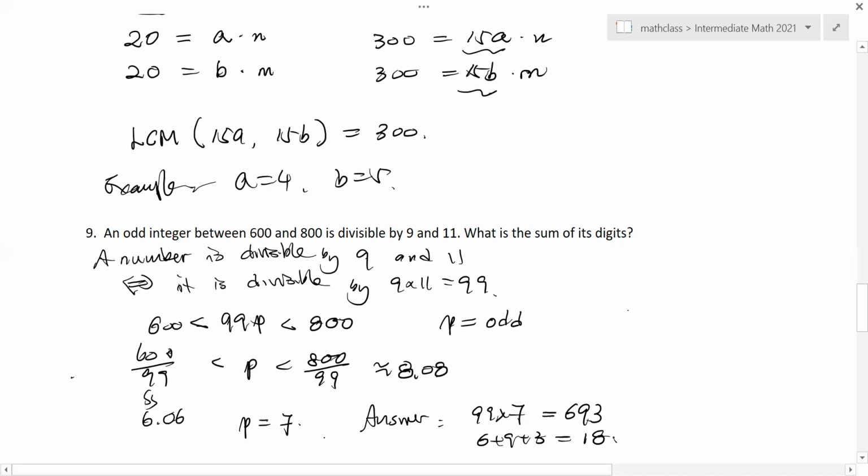Now if I change 9 and 11 to 9 and 12, then a number divisible by 9 and 12 is not necessarily divisible by 9 times 12, because 9 and 12 have a common factor of 3. So you have to be very careful about that. Since 9 and 11 do not have a common factor, a number is divisible by 9 and 11 if and only if it is divisible by 99. Then you can express such a number in the form 99 times p.